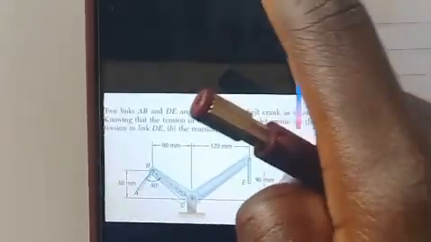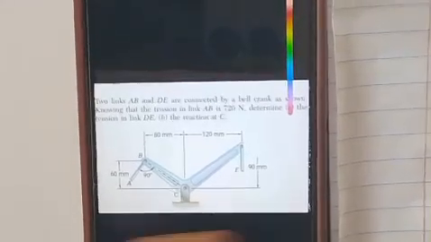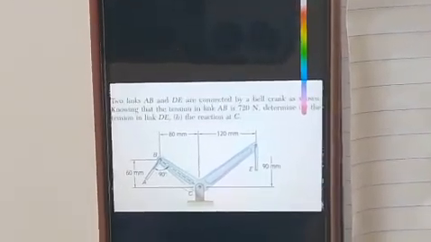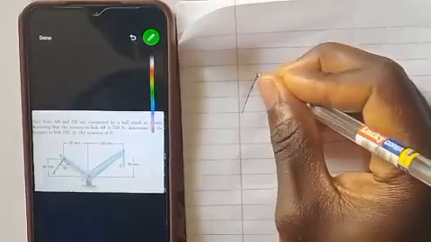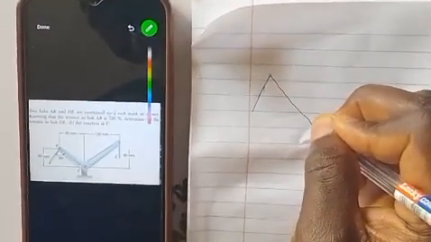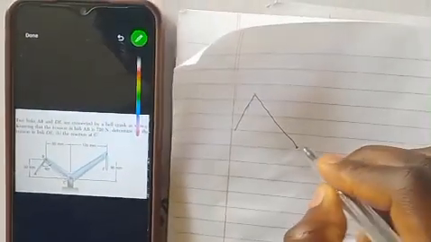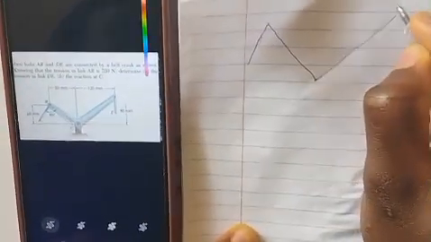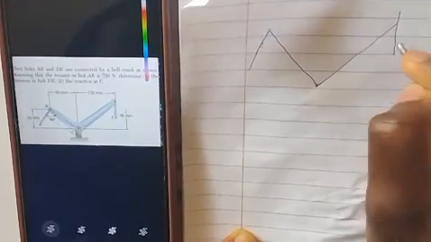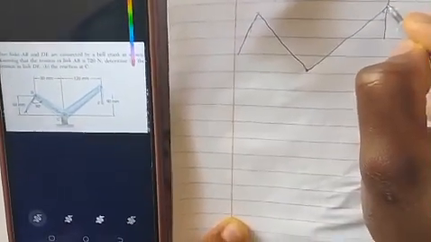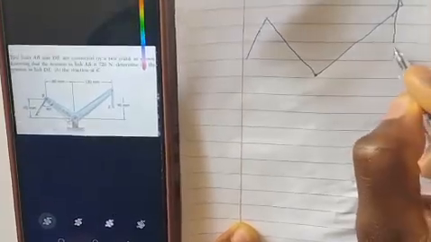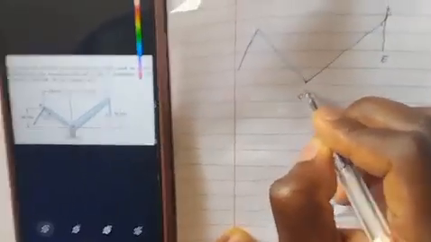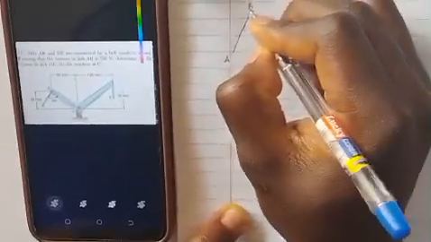So since this is an equilibrium of rigid body question, let's first of all draw out the free body diagram of this. So then we have this to this point, then also to this point, then we are having this in this manner. So this is our D, this is E, this is C, okay, and this is A, this is B.